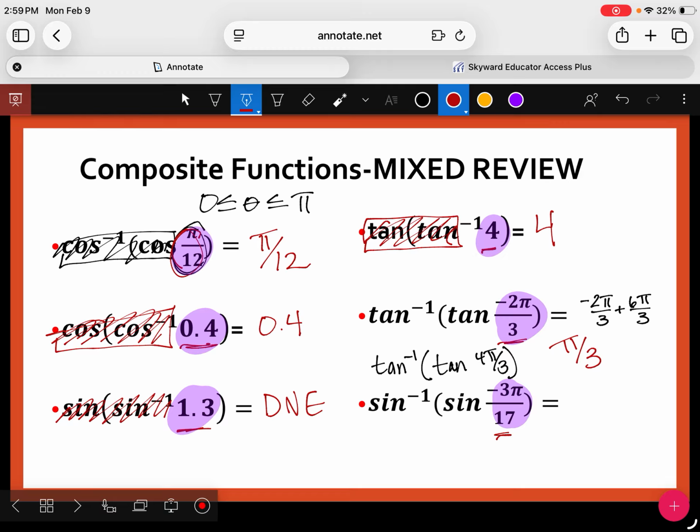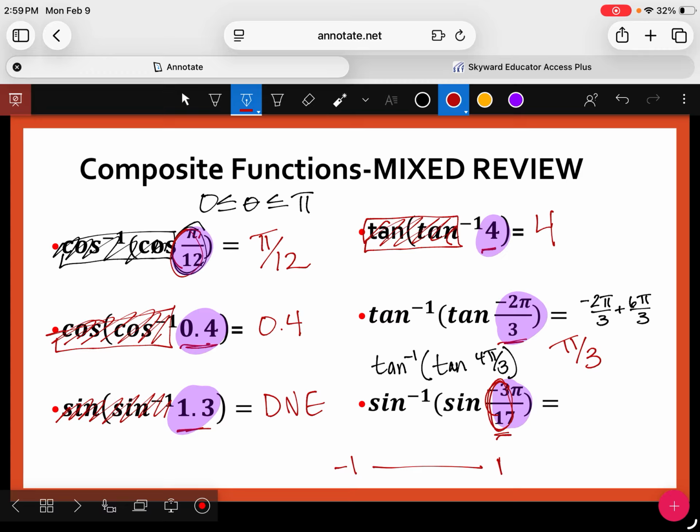All right, our last one. This is very weird, right? We're like, what is that? 3 over 17. Well, 3 divided by 17 is definitely less than 1 and greater than negative 1. If you could use a calculator, which you cannot, and divide 3 by 17, you would get a decimal within my range of negative 1 and 1.